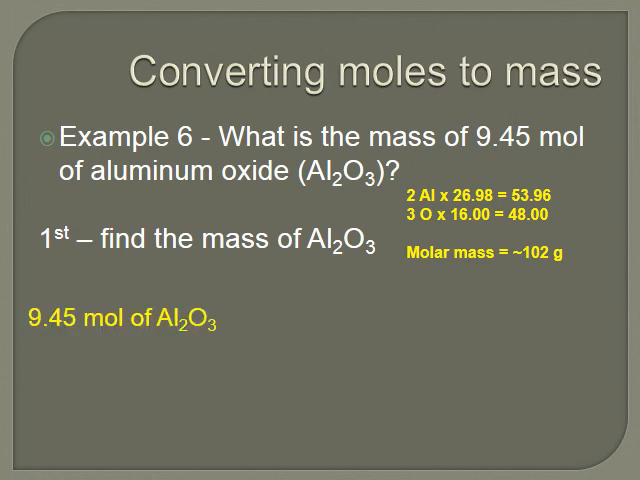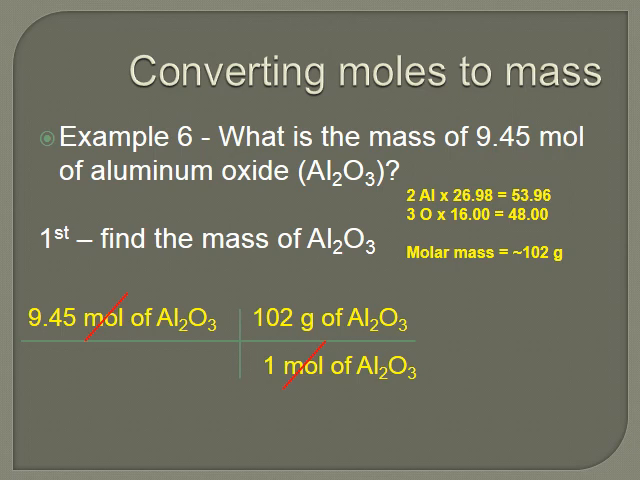So let's start with what they give us. They say we have 9.45 moles of aluminum oxide, but I don't want to be in moles. I want to be in mass. So we can use the molar mass to convert. We know that if we have 1 mole of aluminum oxide, it's going to weigh 102 grams. So right there, we've converted out of moles. We're in grams. That's what it's asking for.